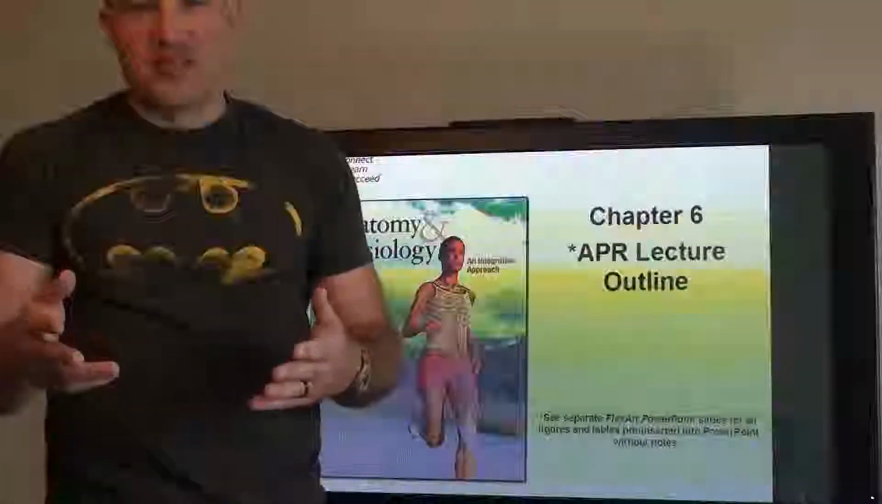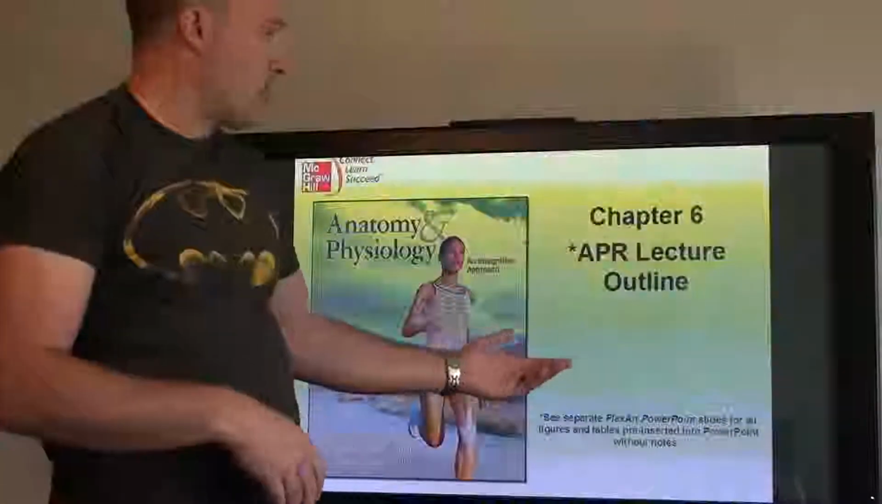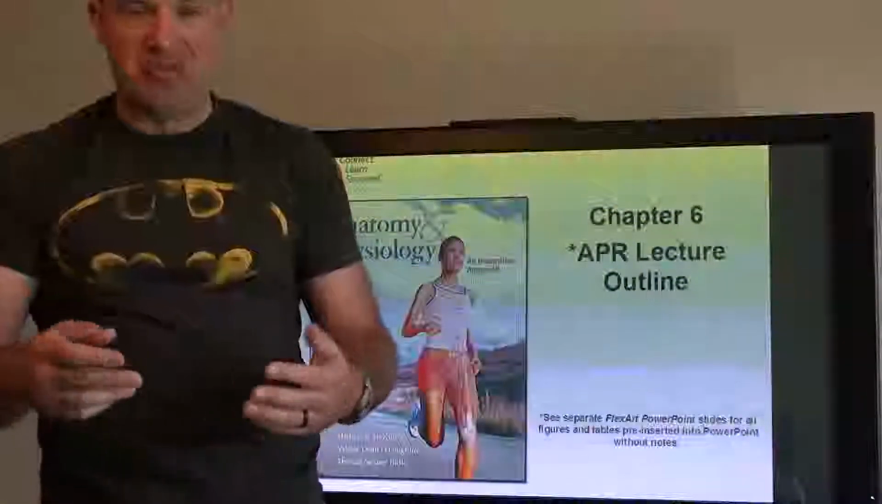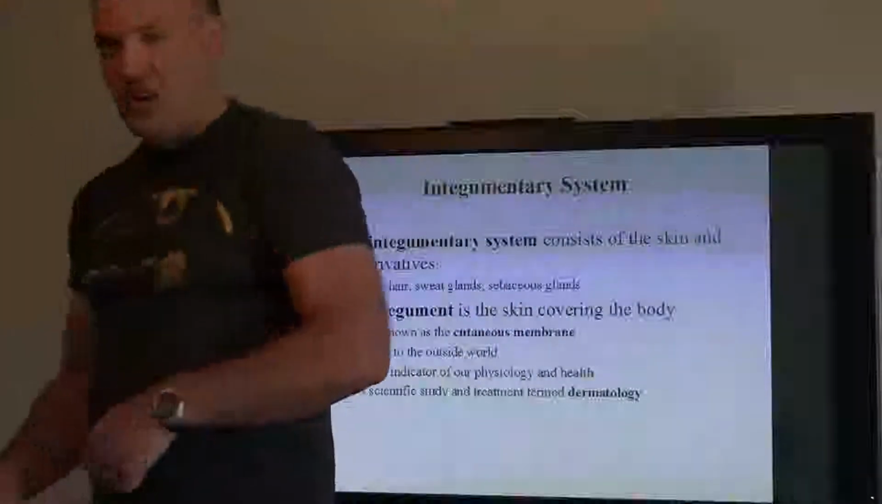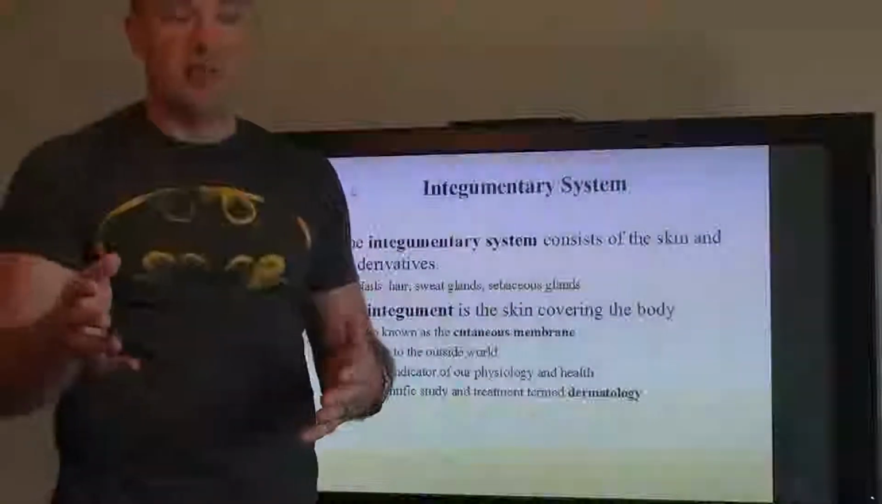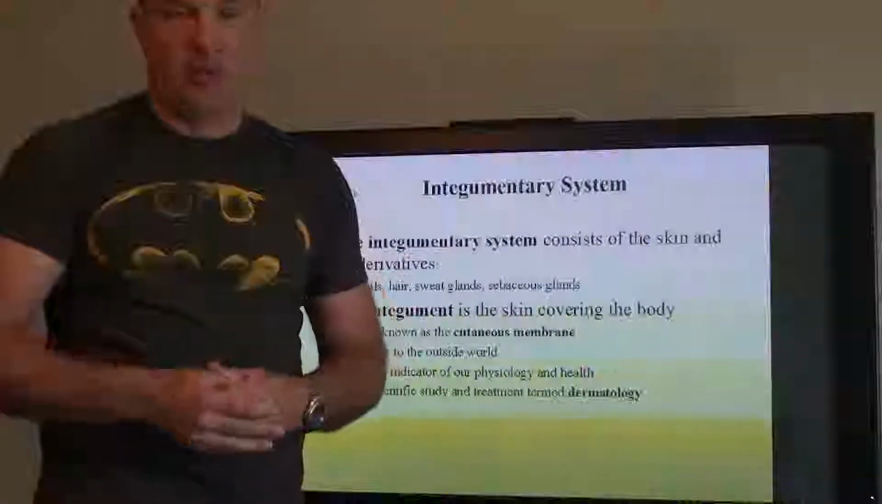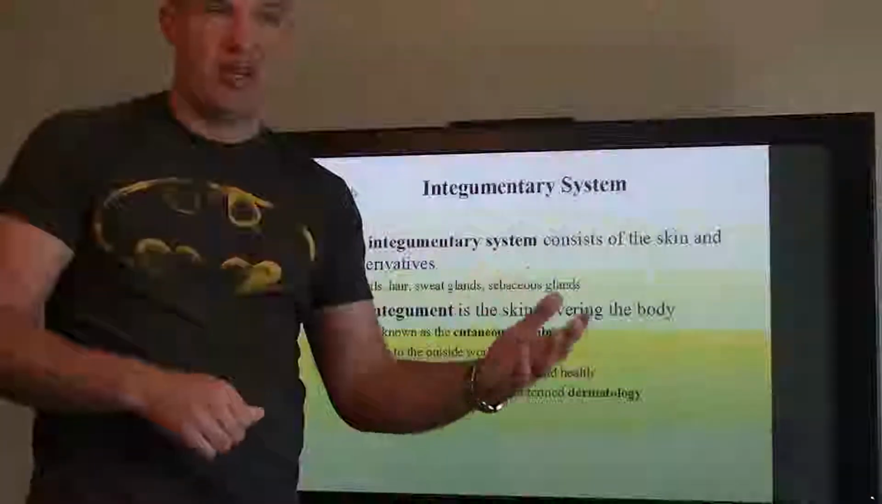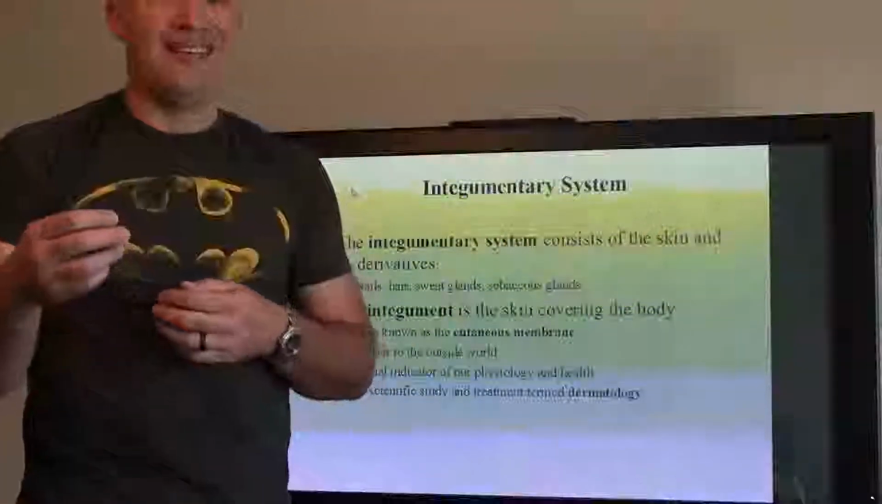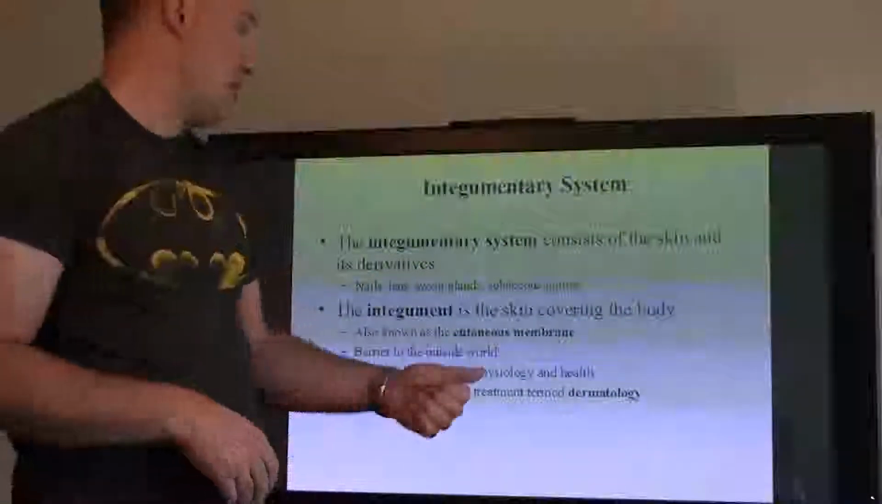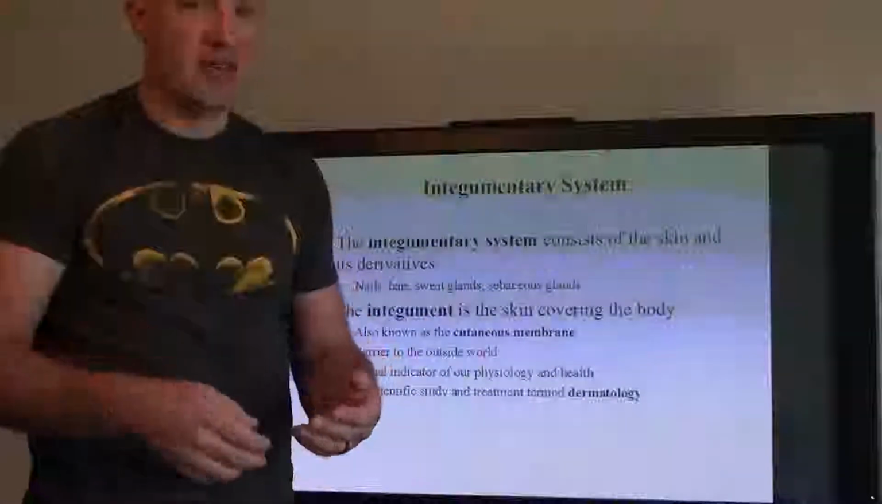This is Chapter 6, the integumentary system. I'll show the slides up here on the TV screen. Let's see if we can get through this. Alright, so the integumentary system. Here's another body system. We're finally getting into systems. We talked about chemicals, cells, and tissues. Now we're going to start talking about systems, and the first one is the integumentary system.